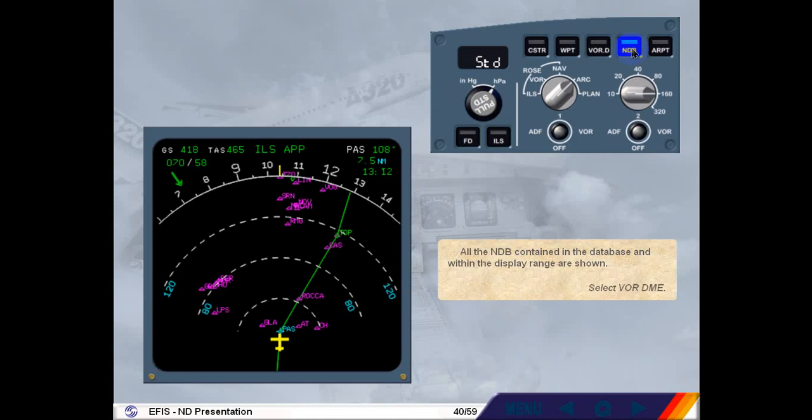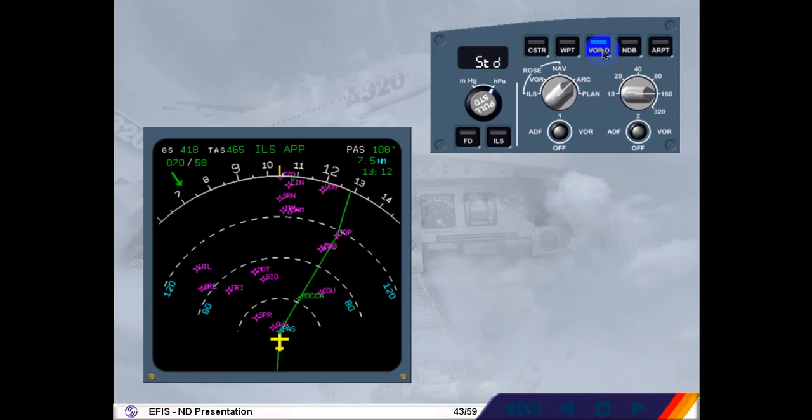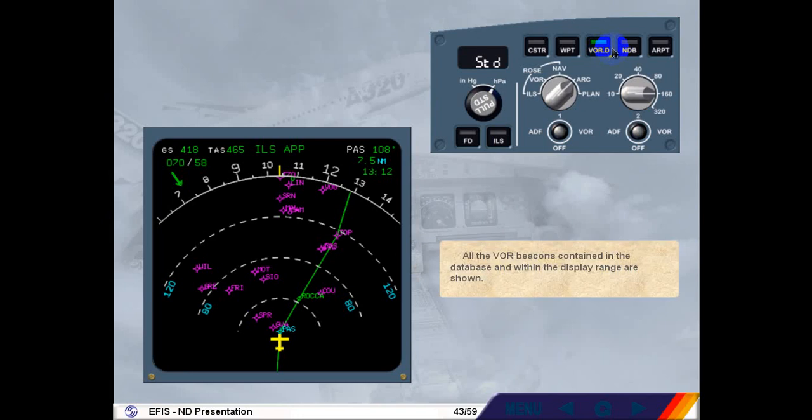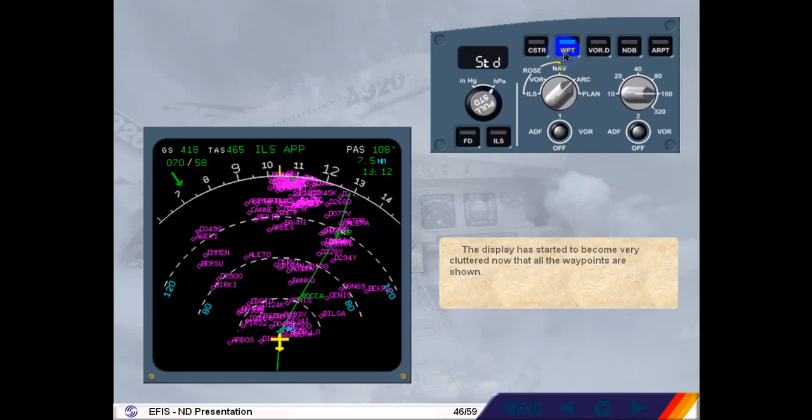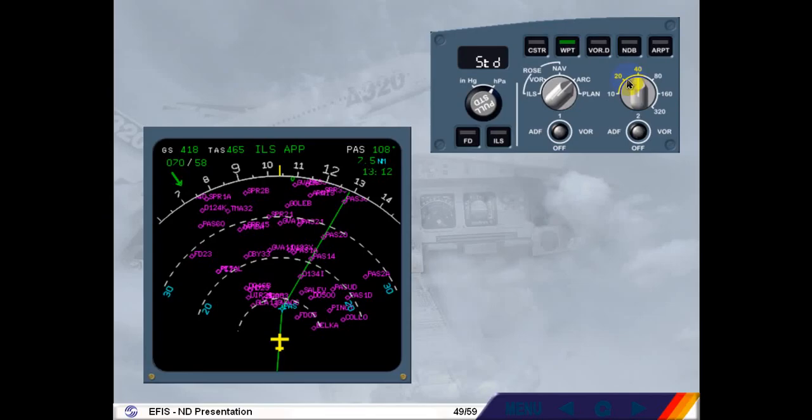Select VOR DME. All the VOR beacons contained in the database and within the display range are shown. Select Waypoint. The display has started to become very cluttered now that all the waypoints are shown. Select 40 nautical miles. As you can see, the display is a little less cluttered.